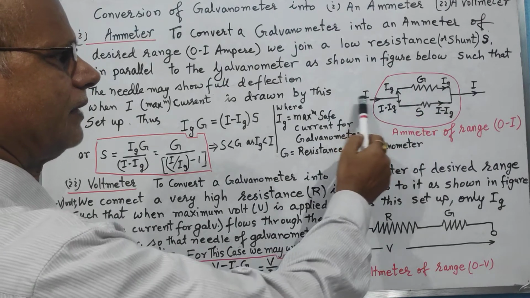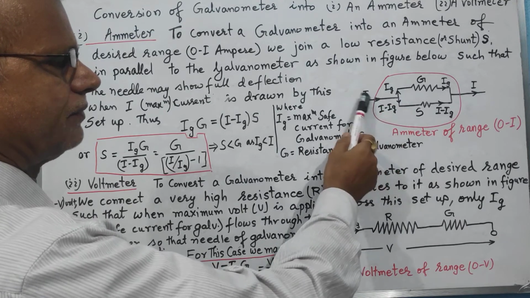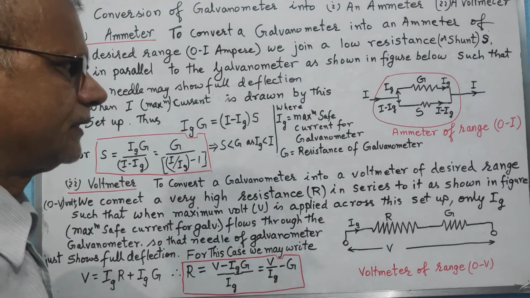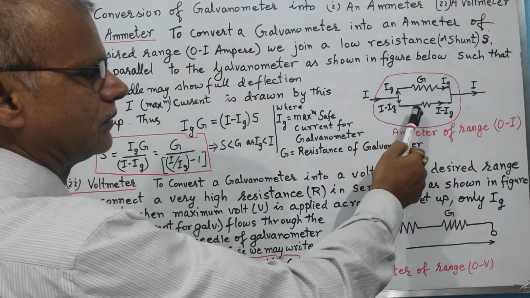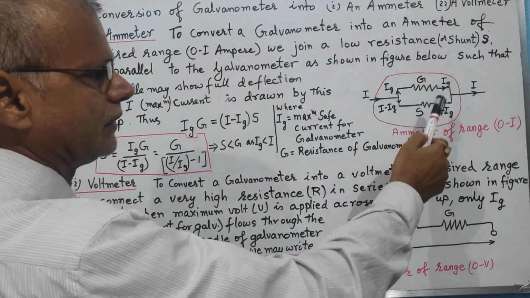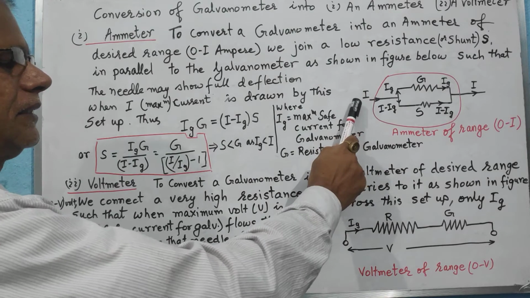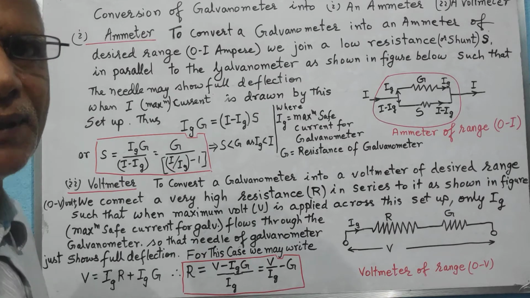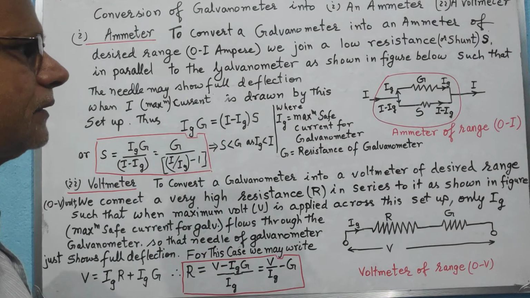This is our galvanometer. If I current is drawn from a system, then only Ig part of that current flows through the galvanometer. So the galvanometer remains safe, and the remaining part of the current drawn from the external source flows through the shunt, the low resistance. That way the galvanometer will show full deflection when I current is received from the setup, remains safe, and is still capable of measuring the high current I. This setup is known as an ammeter. Now what should be the value of the shunt?